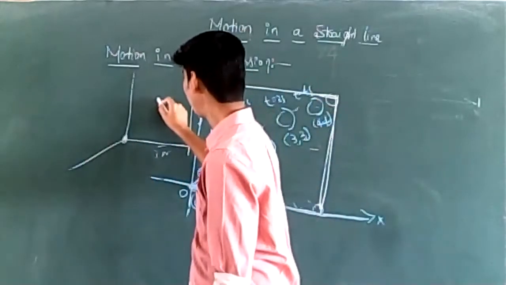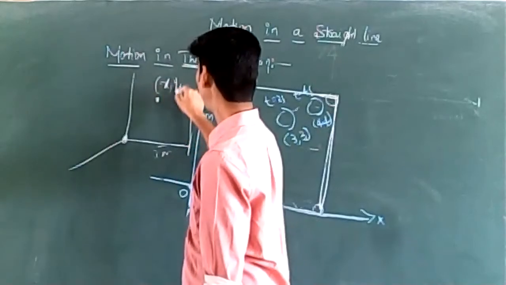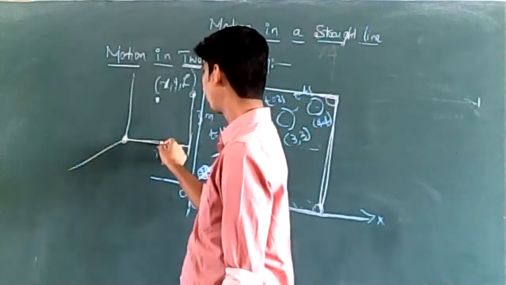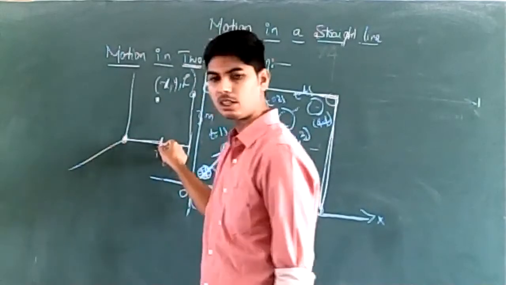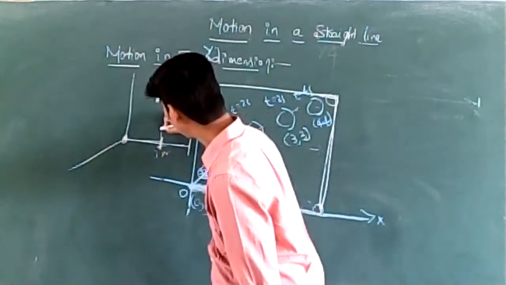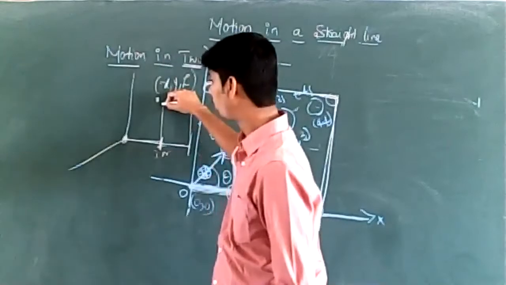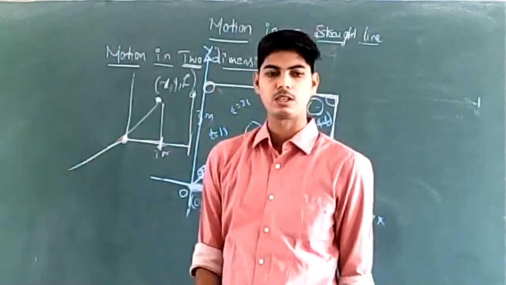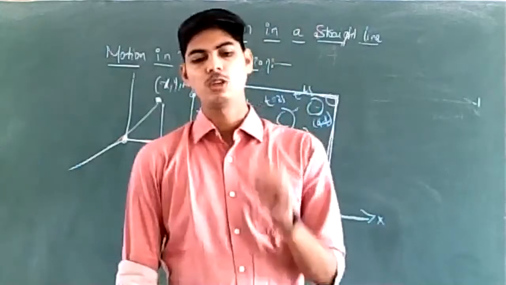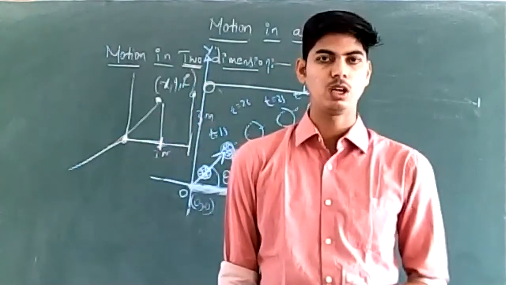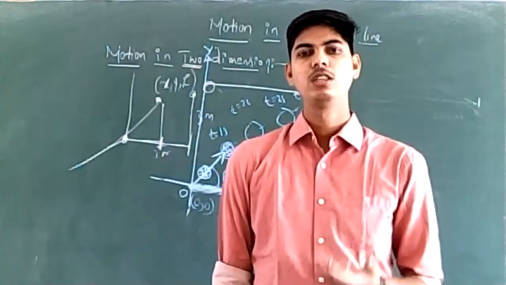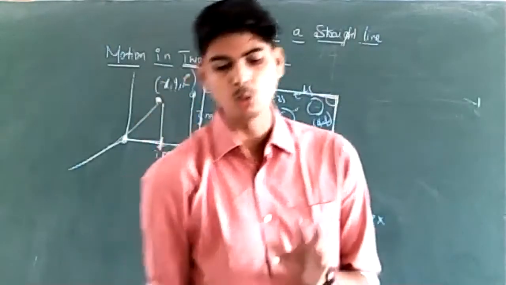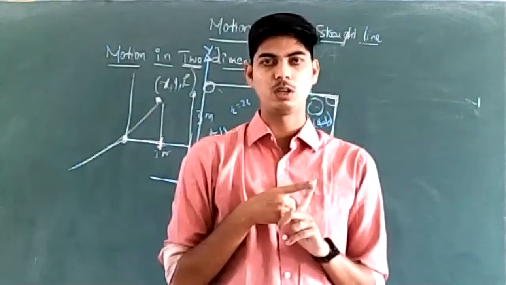Now, if the particle is somewhere here, we need 3 coordinates to specify its position. The particle has to cover some distance along the x-axis, then along the y-axis, and then along the z-axis. Then I will find the position of this particle. So if 3 coordinates of position of the particle are changing with time, then we say that the particle has 3-dimensional motion.